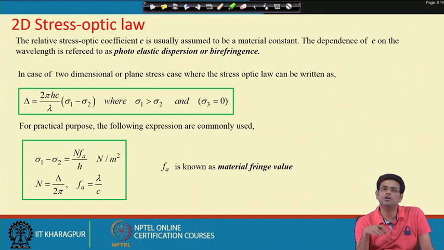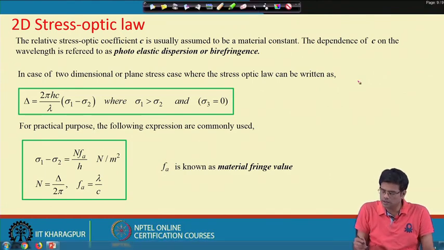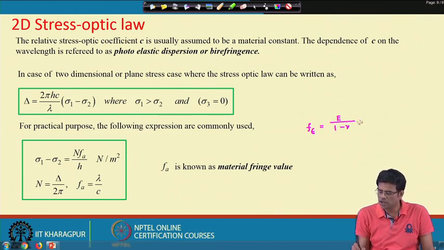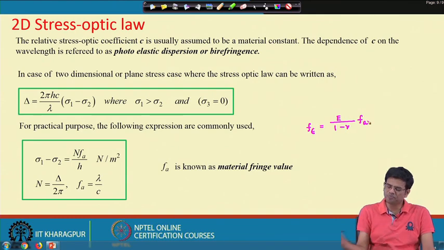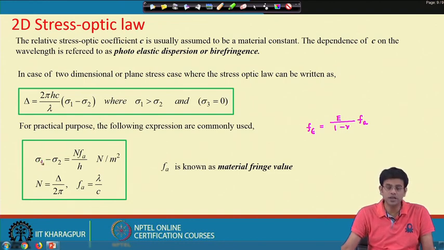This will modify the material fringe value naturally, because the material constants will be plugged into that fringe value. And we have seen that in case of plane strain, the material fringe value will be epsilon equals E by 1 minus nu into Fa. This we have seen, and we use the relation between stress and strain for the 2D plane stress material.